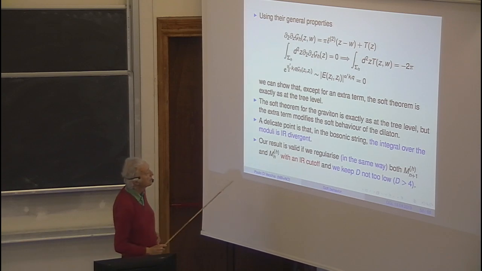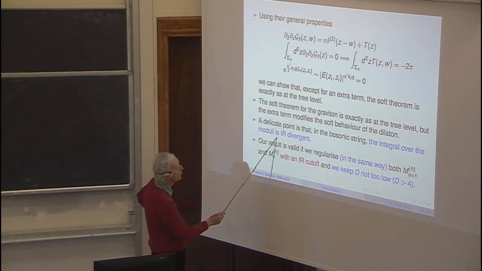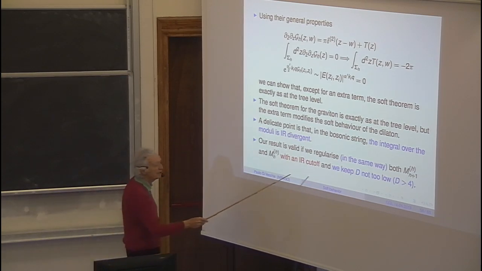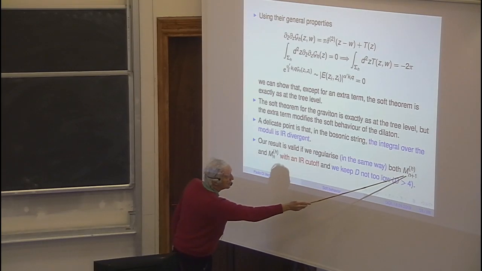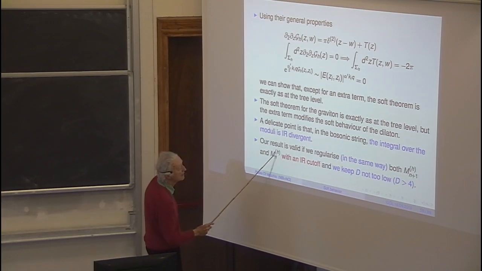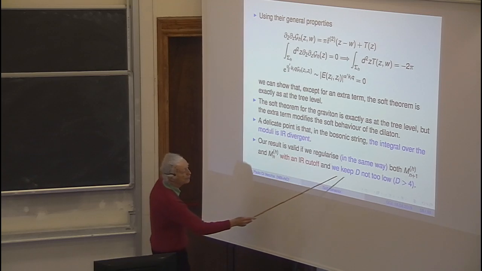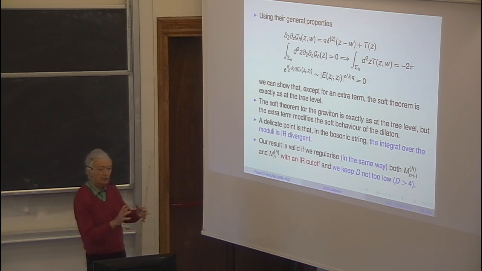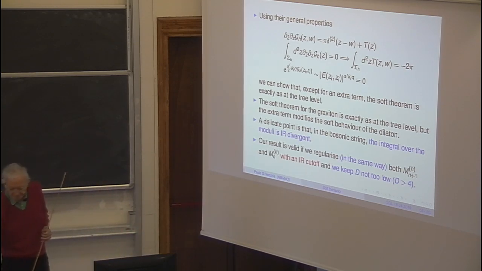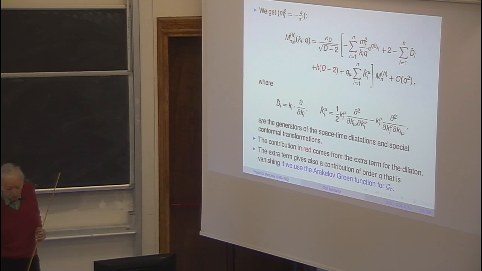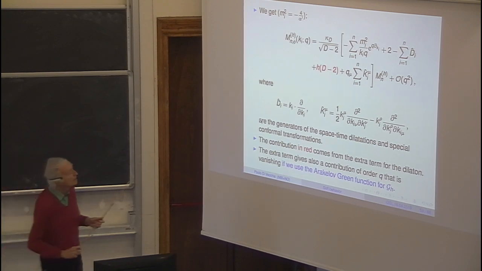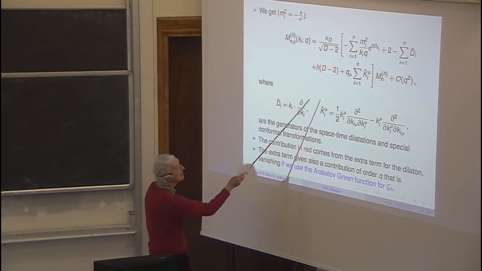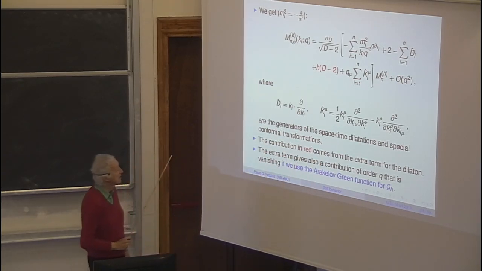There is a delicate point: the integral over moduli is infrared divergent. However, if you regularize both the amplitude with n+1 particles and with n with an infrared cutoff, and we keep d not too low, then the soft operator stays the same. And that's what you get. So this is exactly like the tree diagram, and this is the extra term that you get for the dilaton.